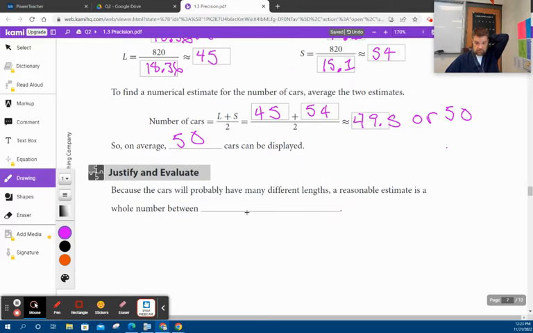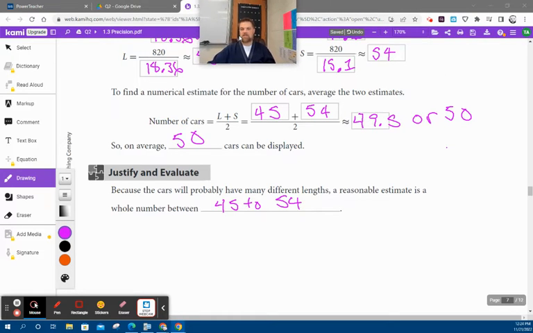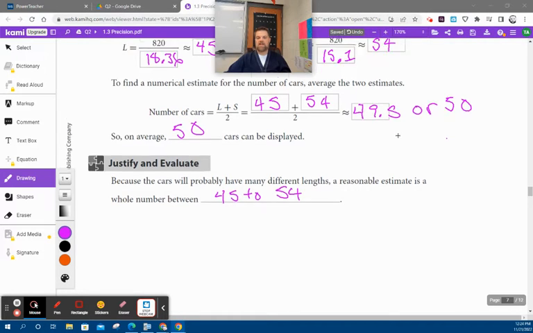Okay? Now, because the cars will probably have many different lengths, what's a reasonable estimate of a whole number? Well, 50 is reasonable, 49, it depends, right? You could say 45 to 54. Anywhere in there, right? Are there any questions on that? No. All right, let's keep moving.